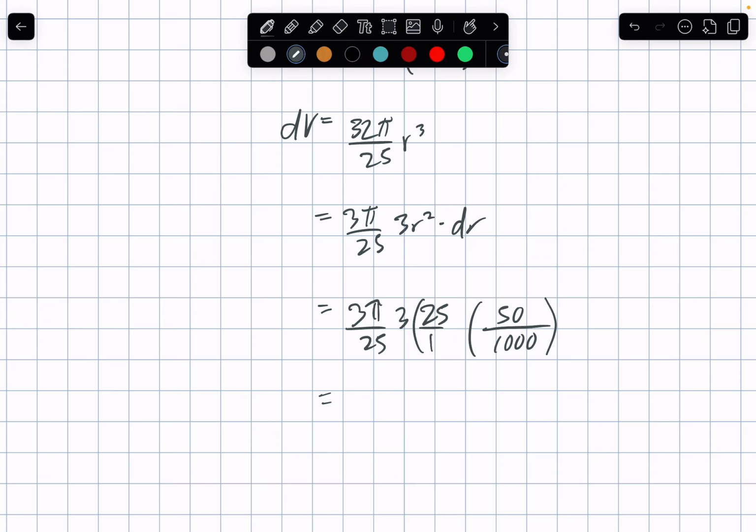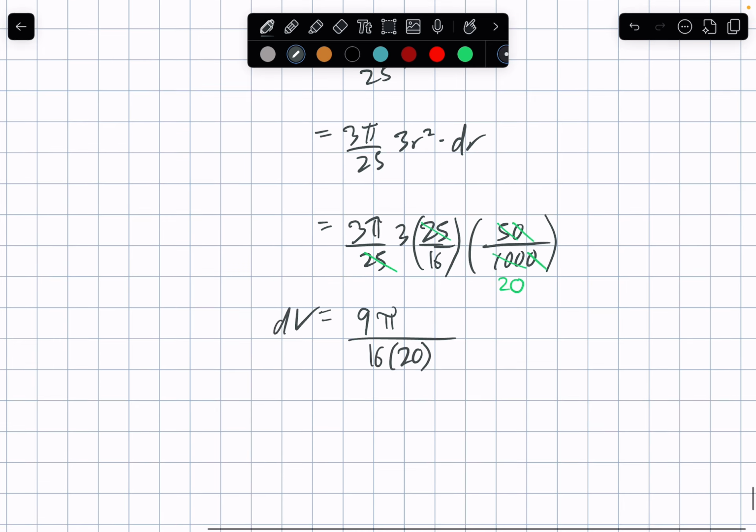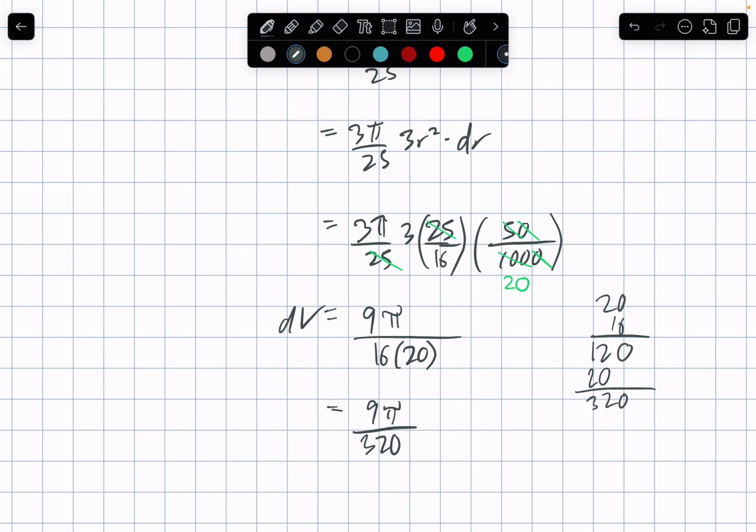Rewrite this as 25 over 16. 1 over 20. 9 pi over 16 times 20. Are we on the right tracks? I can't guarantee. My answer key is already compromised. $3.20.